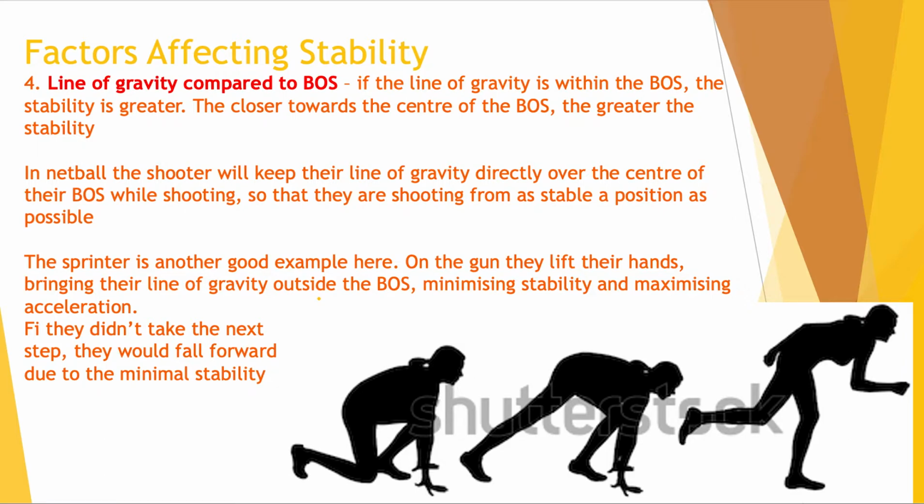And finally, I think, an example of a sprinter here. Now the gun's gone, they lift the hands off the floor and they're leaning forwards, which means that their centre of mass is probably about here. It means that the line of gravity, this imaginary line straight down from the centre of mass, is falling outside of the base of support, which reduces their stability, making it easier for them to accelerate on the gun.